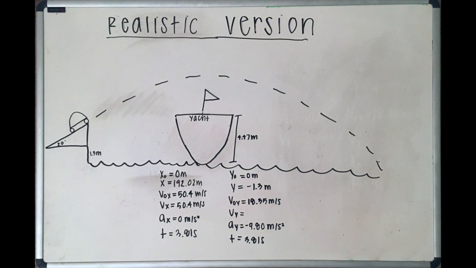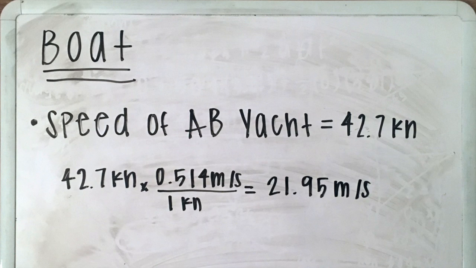In reality, a car traveling at 120 miles per hour should have traveled 192.02 meters and flown way past the yacht and sank in the water, rather than only traveling 30.56 meters and landing perfectly on the villain's boat. The yacht in the scene was an AB yacht and its top speed was 42.7 knots, which is 21.95 meters per second. With the car traveling 192.02 meters at 53.64 meters per second, the speed of the yacht is irrelevant as it is much slower and the car will travel way past it.